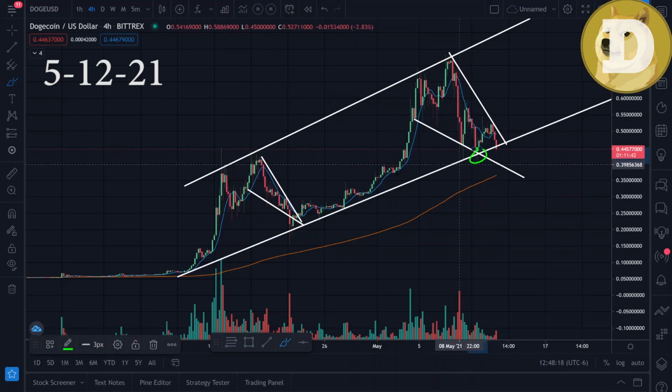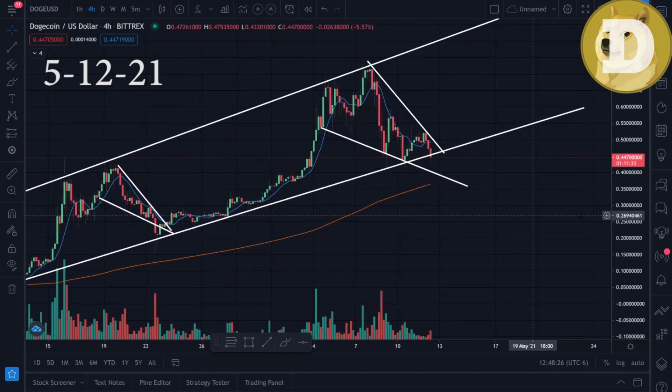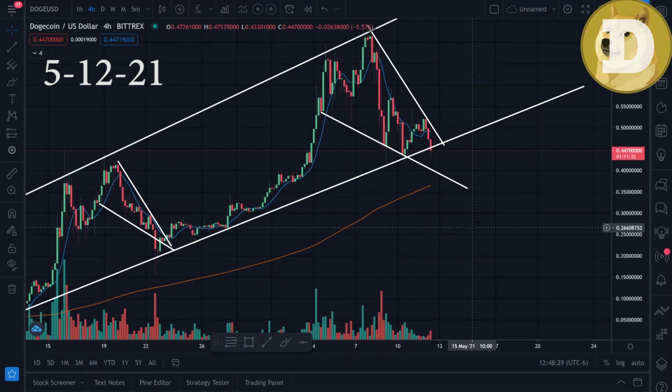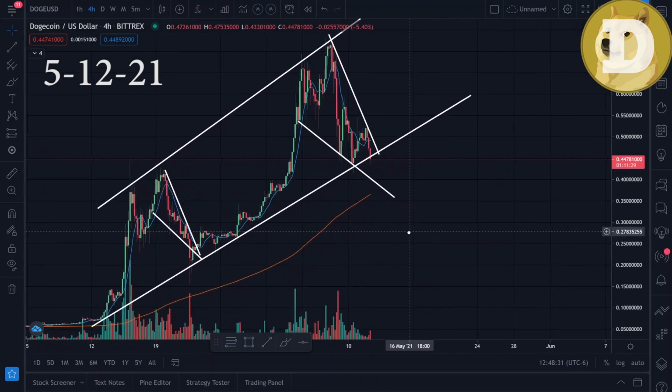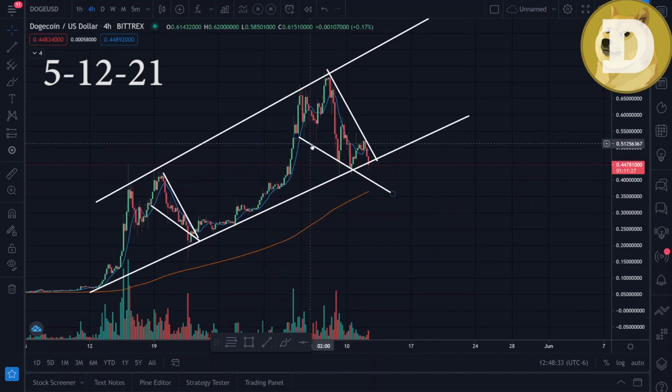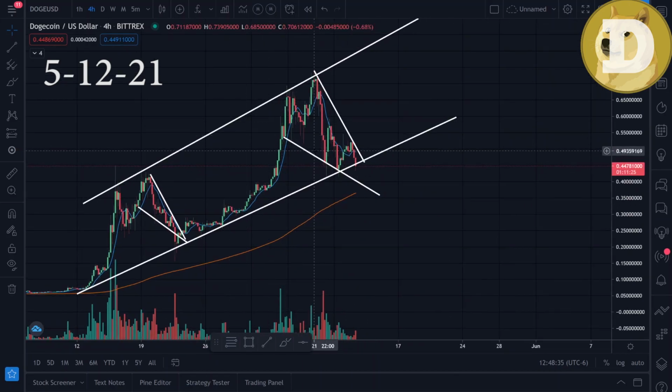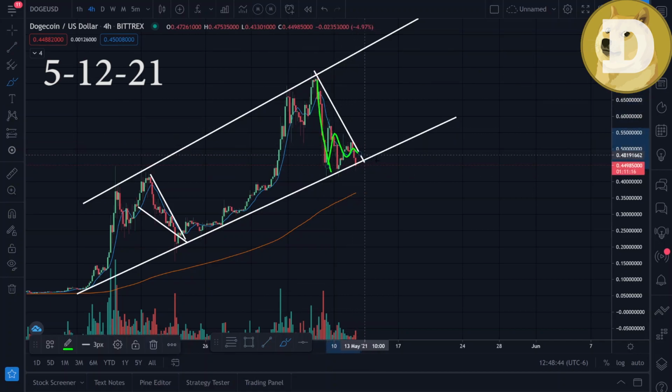So I mean, we had support right here, right here, right here, and right here. So if we break this with a good break, like on the daily time frame with some more volume, we could be looking at a bigger target. So I'm thinking maybe either the size of this wedge or maybe this triangle. This kind of looks like a flag pattern or a pennant pattern, something like that.